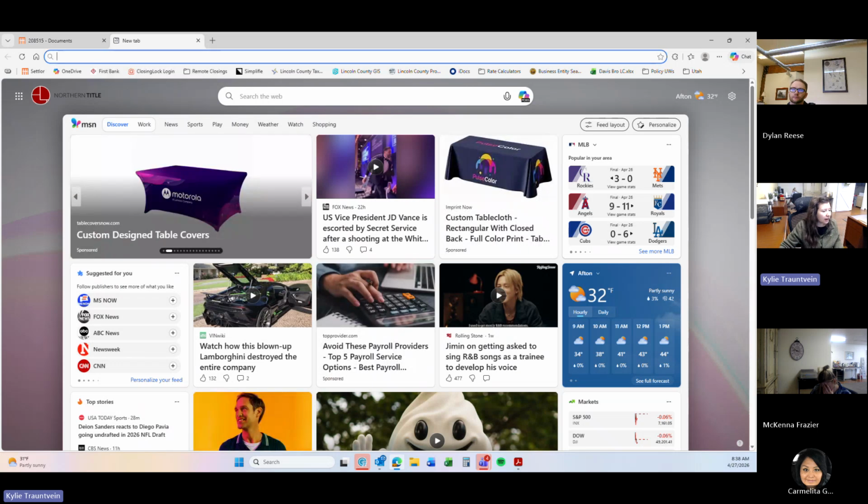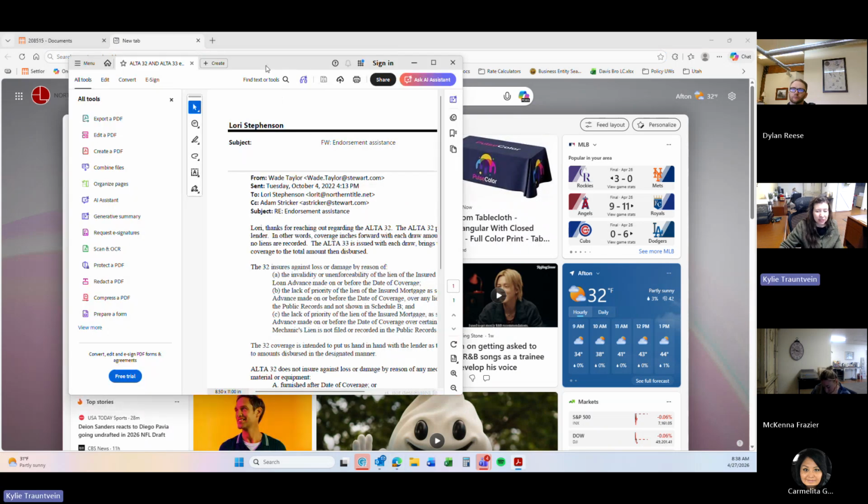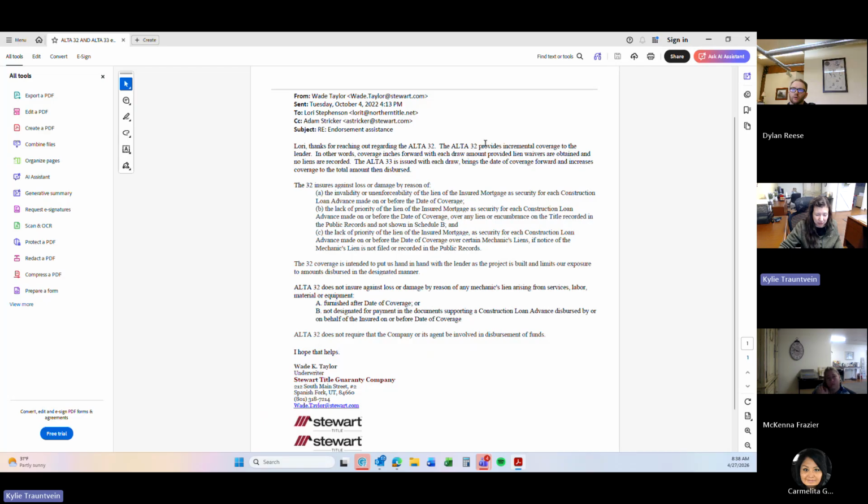So what those are, we'll pull this up here. This was an email from an underwriter explaining the 32 and 33. We'll go through that, but basically they're companion endorsements that just modify the mechanics lien coverage on our policy. On a normal extended policy, we're offering full blanket mechanics lien coverage. The 32 and 33 basically throttle that down to a level that our underwriter is comfortable with.